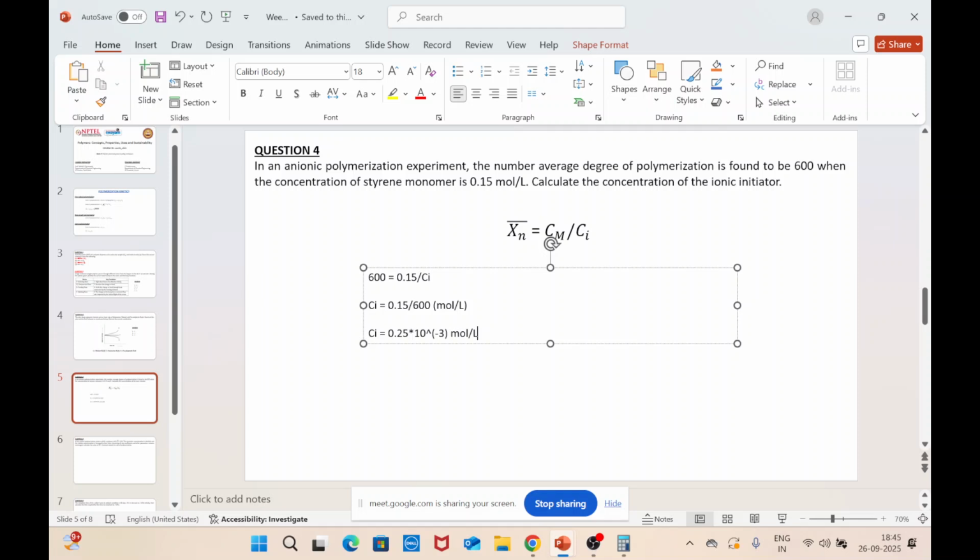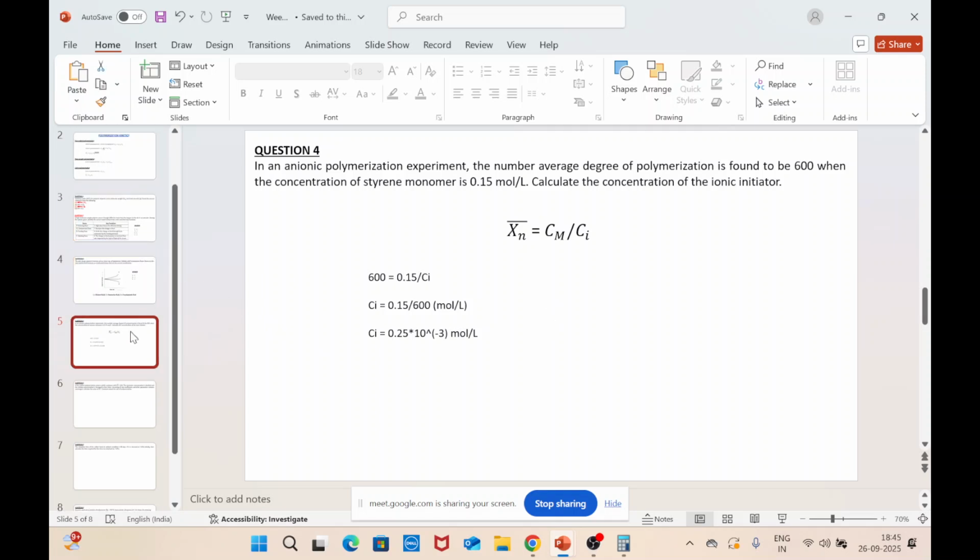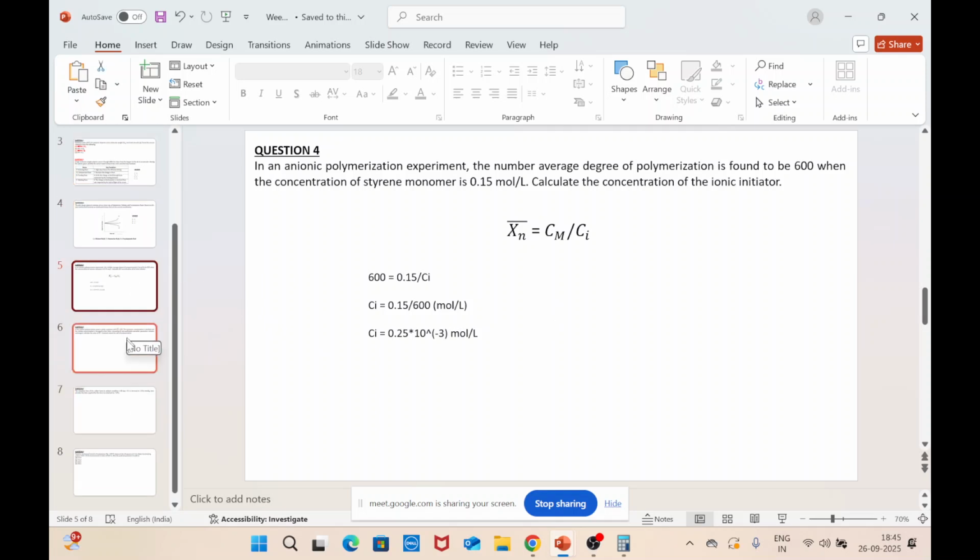The only thing that we are supposed to know logically is how to calculate the number average degree of polymerization in case of the anionic polymerization reaction. So I hope there won't be any doubts in this case. If you have any, you're welcome to ask me. Meanwhile, let's proceed to the next question.